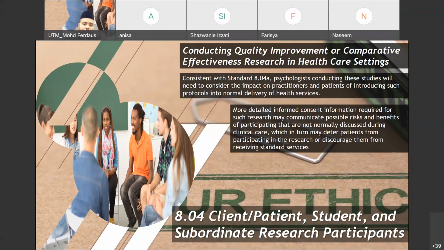Remember, among others, here it is basically the practice. If you are a clinical psychologist, when we conduct this kind of study, we need to consider the impact on the practitioners and patients of introducing such protocol into normal delivery of health services. Say, for example, I want to understand the new digitalization of therapy, which we call i-therapy, if I'm not mistaken. So now you can receive therapy online.